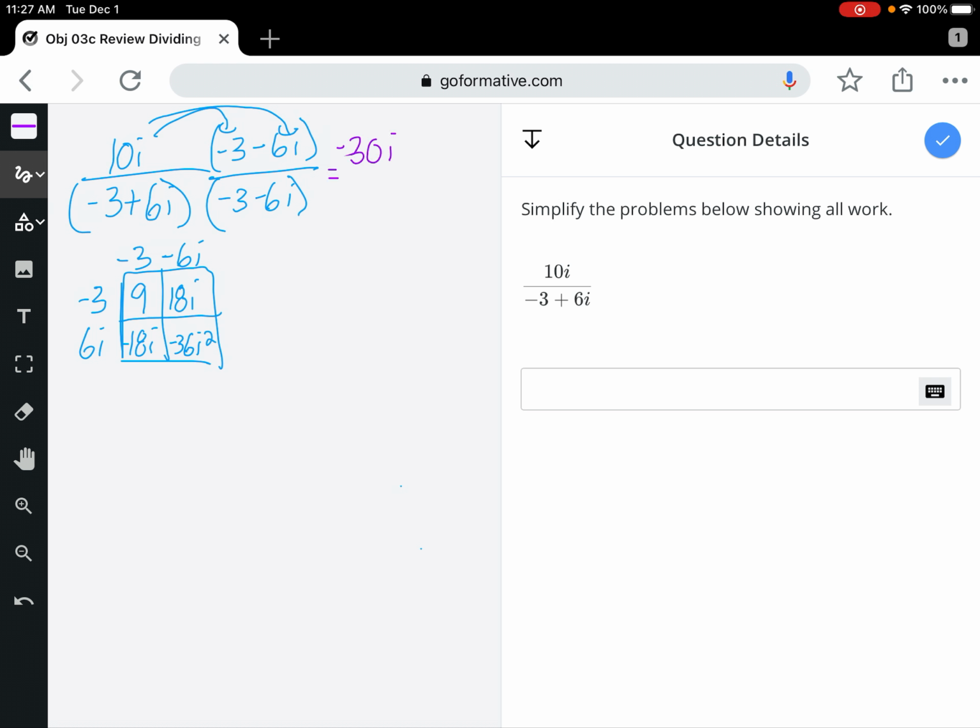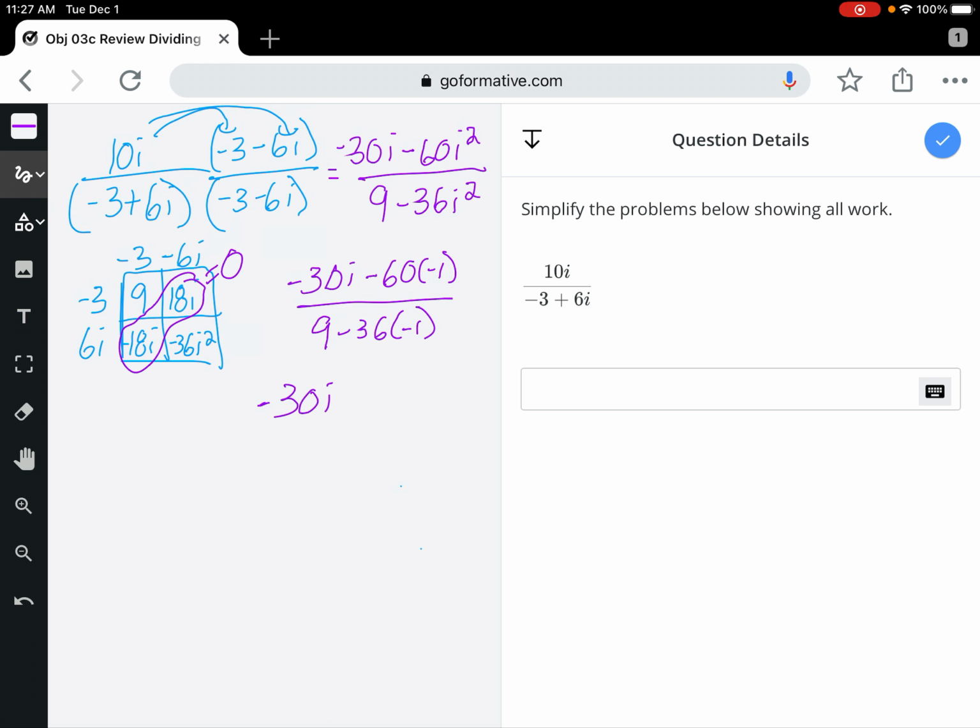right, this should always be 0, that diagonal should always be 0, so this is going to be 9 minus 36i squared. Now you can skip that step if you just want to write it as the opposite, that's fine too. Some of you guys have found that pattern. Negative 30i minus 60 times negative 1. 9 minus 36 times negative 1. Negative 30i plus 60 over 9 plus 36.